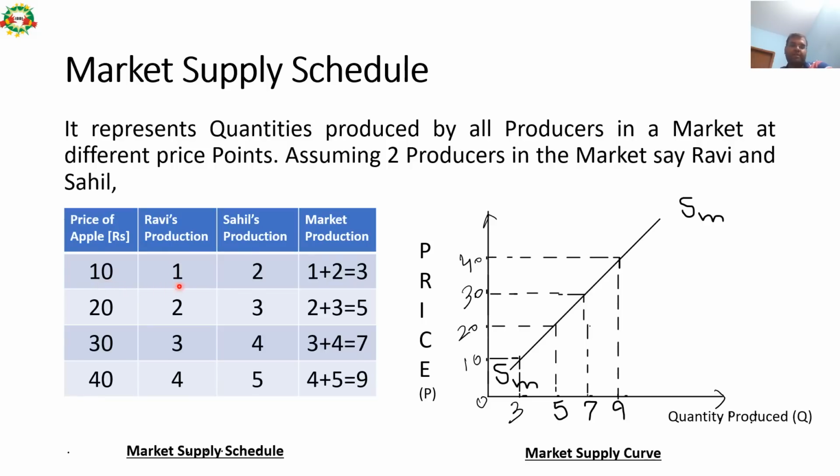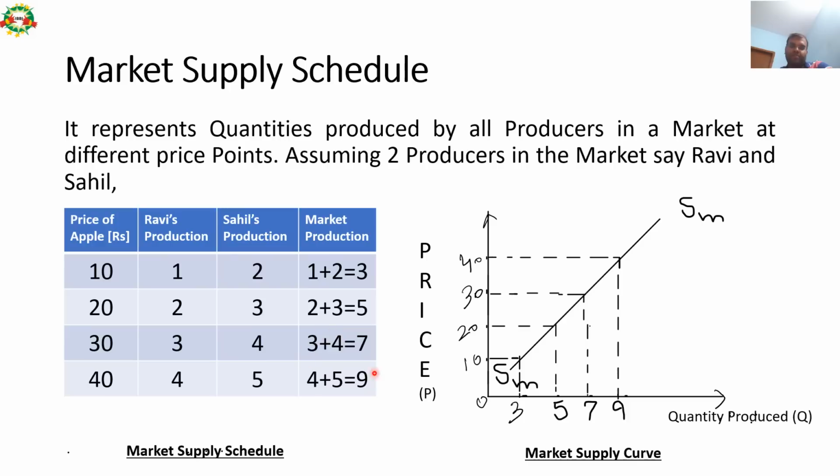So at 10 rupees, Sahil will produce one item, and Ravi will produce one item, and Sahil will produce two items. So at 10 rupees of price point, they both would like to produce three items. At 20 rupees, Ravi would produce two items, Sahil would produce three. So total items produced in the market would be maybe 5. At 30 rupees of price point, Ravi would like to produce three items, Sahil would like to produce four items.